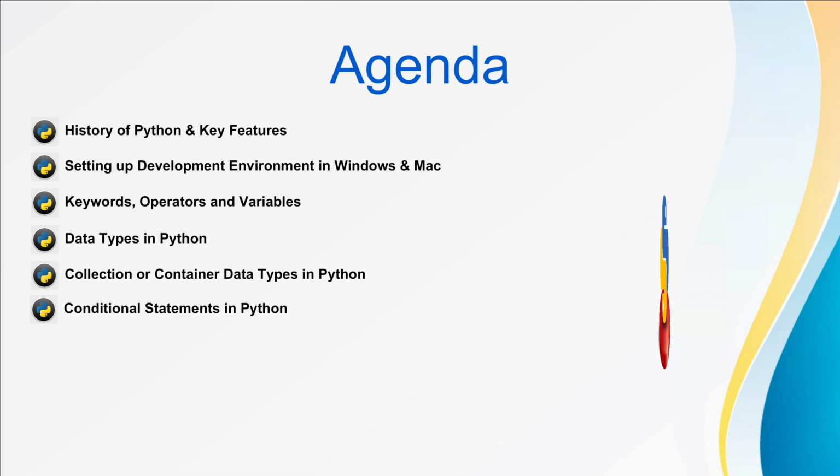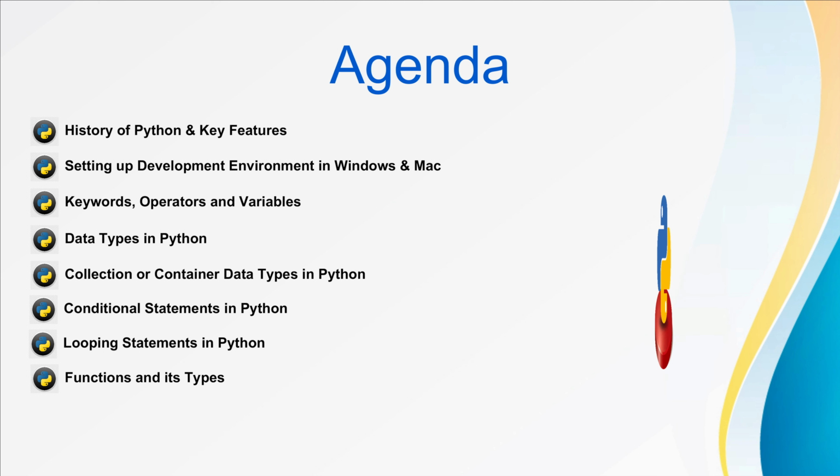Then we learn about conditional statements in Python, followed by looping statements in Python. Then we learn about functions, like basic built-in functions and user-defined functions, in detail. Finally, we go with exception handling in Python, and we end this course by doing a small project with the knowledge acquired in this course.